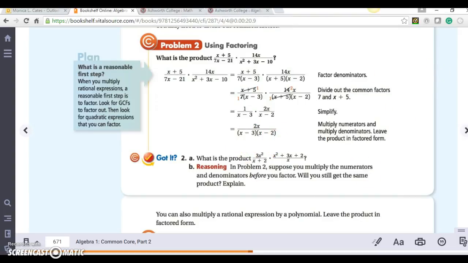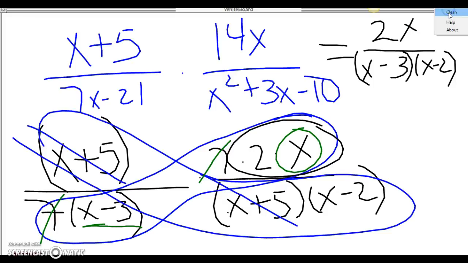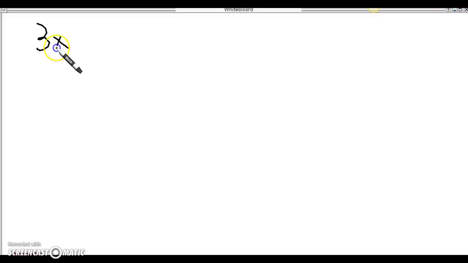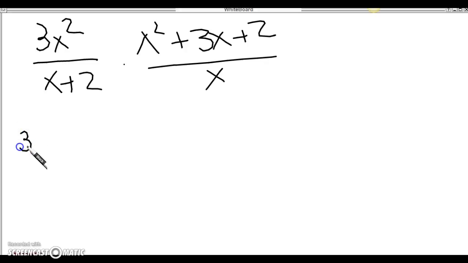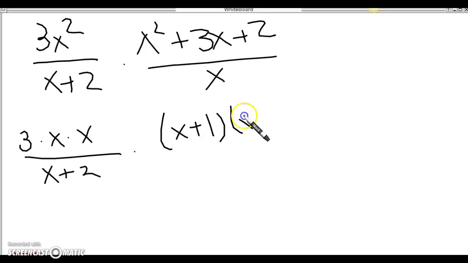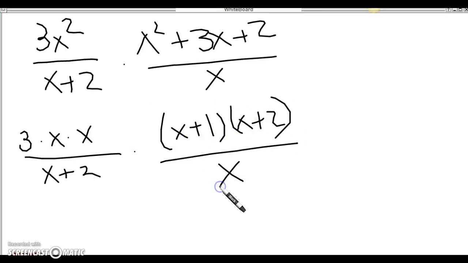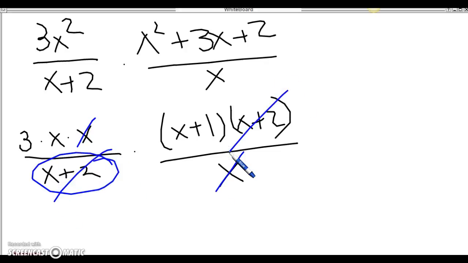So now let's look at the got it. We have 3x squared over x plus 2 times x squared plus 3x plus 2 over x. So again, I factor. Top is 3 times x over x plus 2. Times x plus 1 times x plus 2 all over x. And so my x here and here are not connected to anything. My x plus 2 is connected to each other, so I have a 1 on top and bottom.